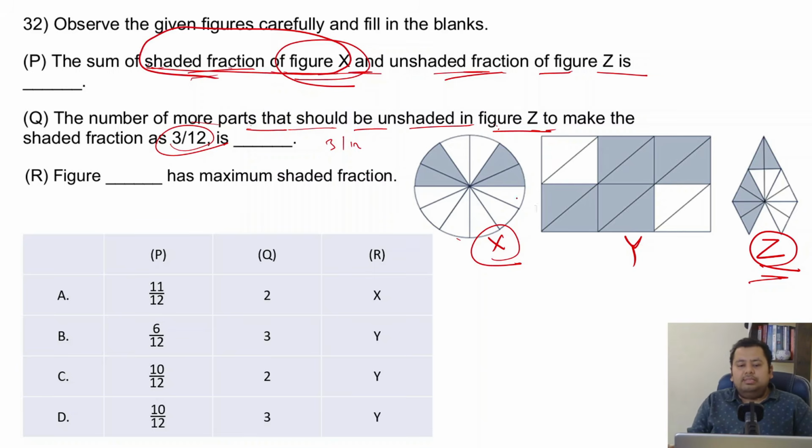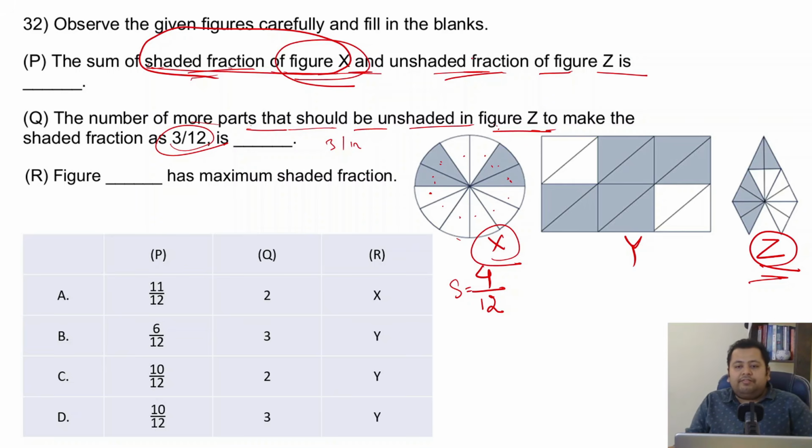So what is the shaded fraction of figure X? In this figure, how many parts are there? 1, 2, 3, 4, 5, 6, 7, 8, 9, 10, 11, 12, right? So total is 12. Shaded fraction is what? 1, 2, 3, and 4. So this is 4 by 12 shaded. Okay? Got it?